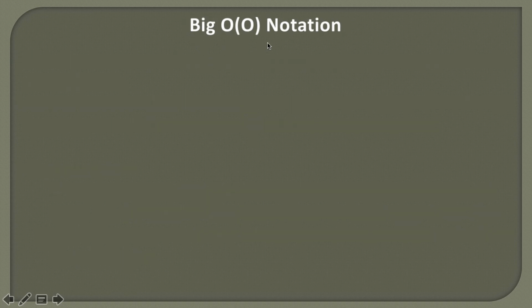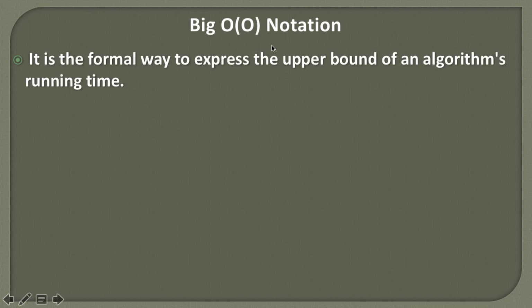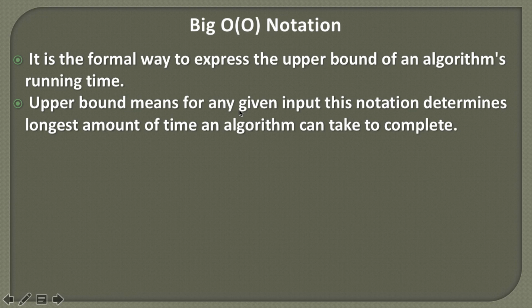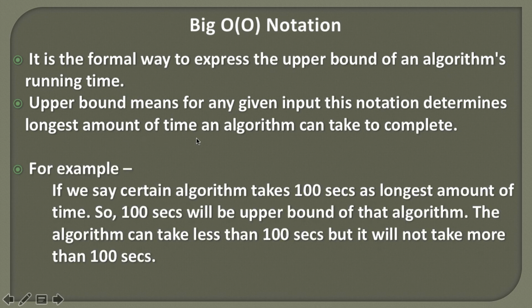The other notation is big O notation. This notation expresses the upper bound of an algorithm's running time. Now what do we mean by upper bound? Upper bound means that for any given input size, this notation determines the longest amount of time the algorithm may take to complete. Let's say a certain algorithm takes 100 seconds as the longest amount of time. Then 100 seconds will be the upper bound of that algorithm in big O notation. The algorithm may take less than 100 seconds, but it will not take more than 100 seconds.